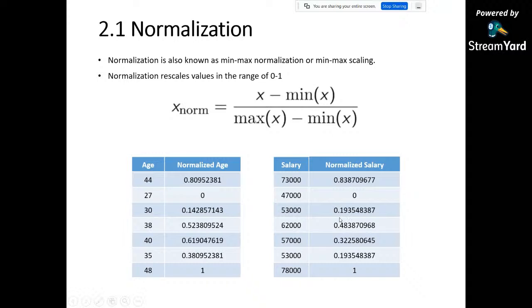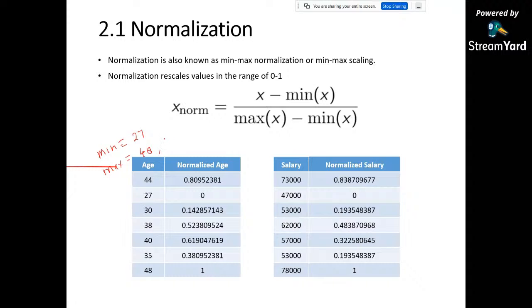So let's understand with an example. We have an age column and we want to normalize the age values. So what we will do? First we will identify the min value for the age column. In the age column, what is the min value? It's 27, right? And what is the max value? Max value is, I guess, 48, right?